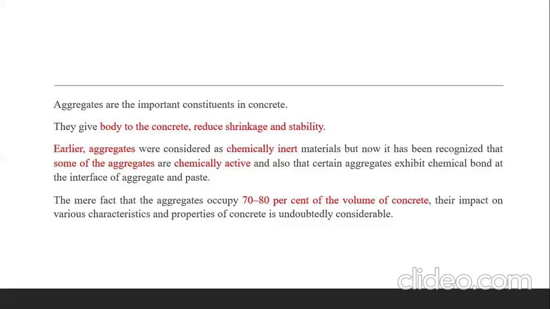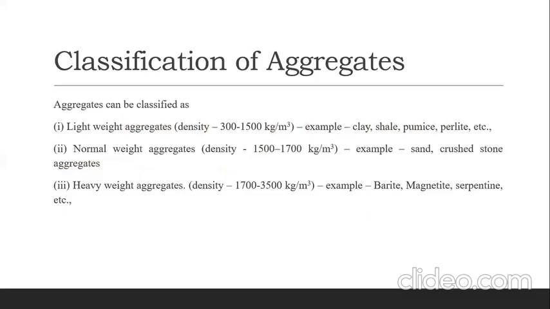But nowadays, due to the presence of artificial aggregates, these aggregates tend to react with the cement paste and alter the mechanical properties of the concrete. So they are called chemically active aggregates, which have positive as well as negative impacts on the mechanical as well as durability properties of the concrete. Let us see one by one in detail.